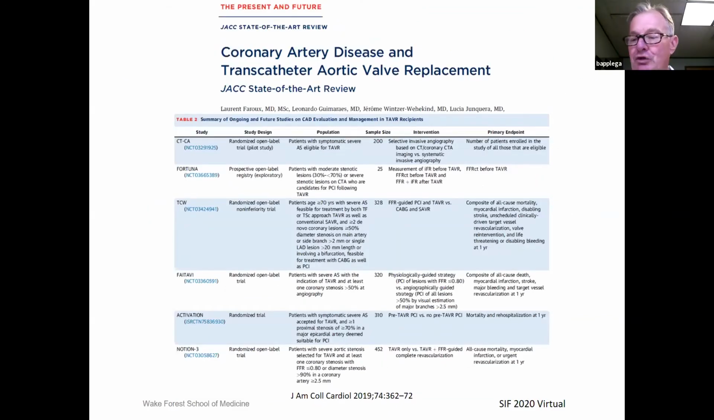Fortunately, there are multiple randomized clinical trials underway specifically examining the issue of CAD in patients undergoing TAVR. Several of these will evaluate the utility of both coronary CT and physiologic assessment, including FFR and iFR, in identifying patients who would best benefit from PCI. We eagerly await these results.